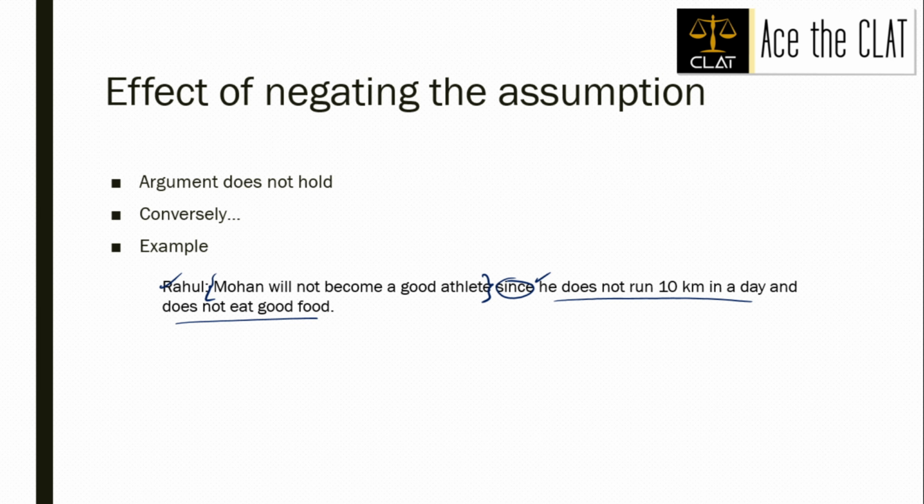So what do you consider to be obvious from his statements? I'm sure it would be quite obvious to you that good athletes run 10 kilometers in a day, right? है ना? ऑथर ने गुड एथलीट्स को किससे कनेक्ट किया है? रनिंग 10 kilometers in a day and eating good food, है ना? So it is obvious that a good athlete does run 10 kilometers a day, or a good athlete does eat good food, or even does both, right?